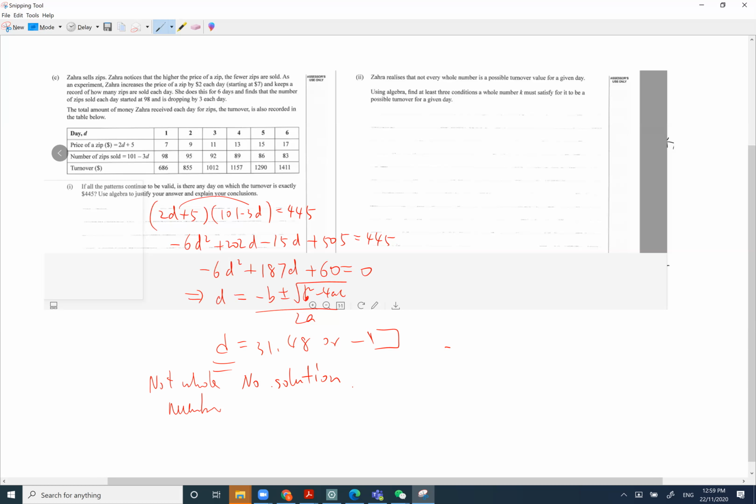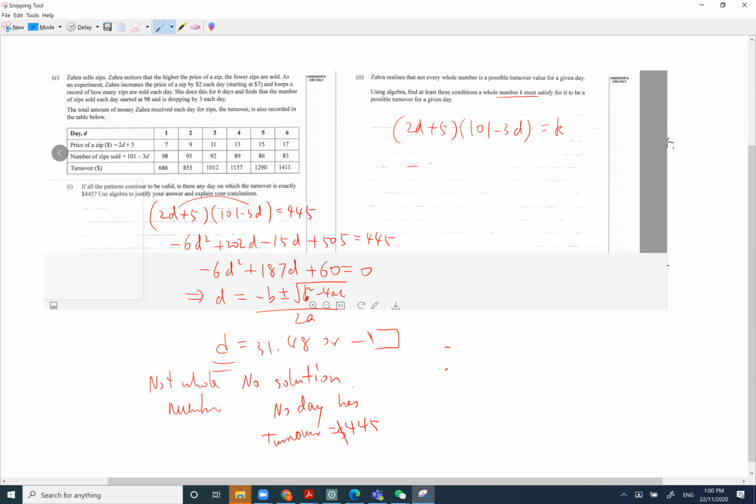No solution. Therefore, no day has turnover equals $445. Not every whole number will be the turnover. Okay, so let's check. 2D plus 5 times 101 minus 3D equals K.